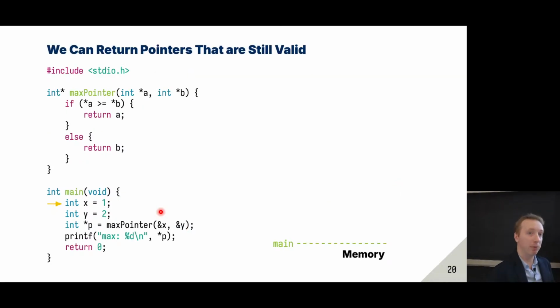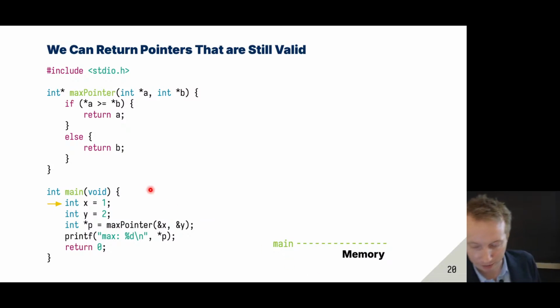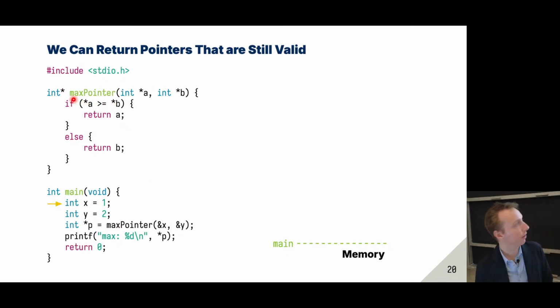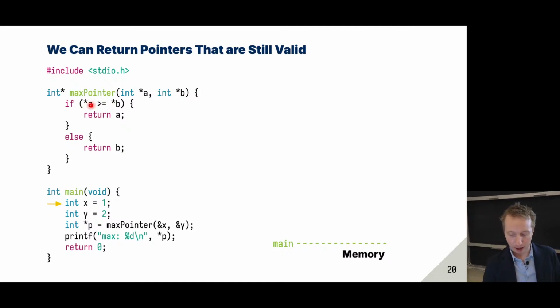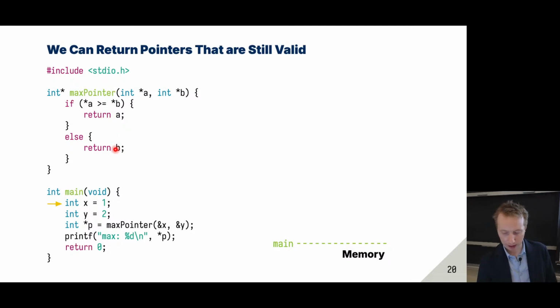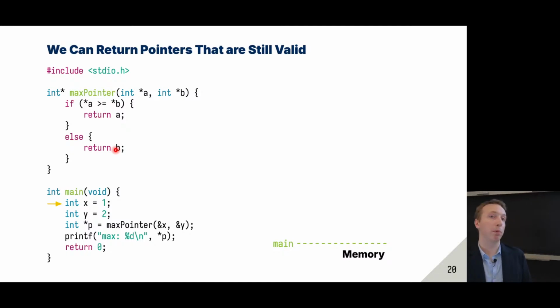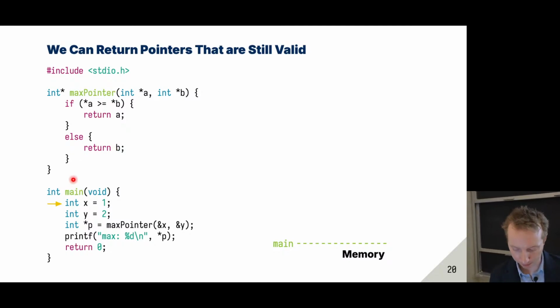However, we can return pointers that are still valid. So here, let's take a function called max pointer. We take two pointer arguments, and we dereference them to figure out which value is bigger. In the case of a tie, we'll return the one on the left. And if the value at B is bigger than the value at A, then we'll return the pointer for B. So we're just returning the pointer of whatever pointer is pointing to the biggest value.